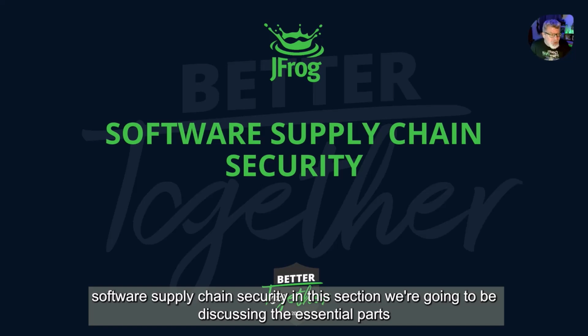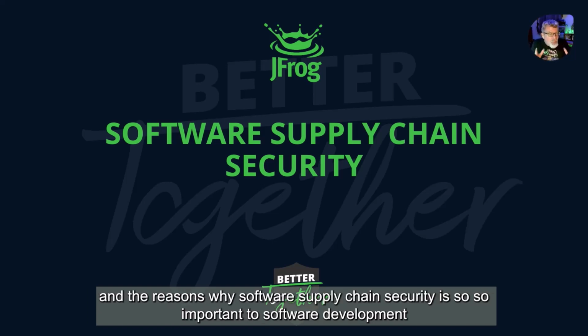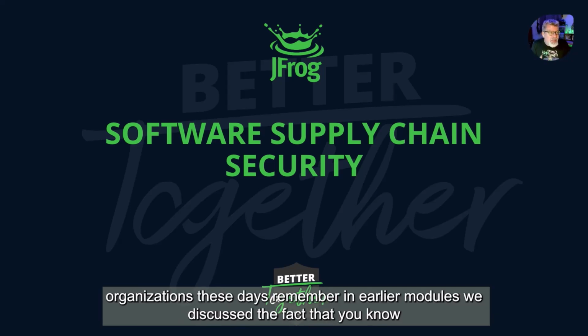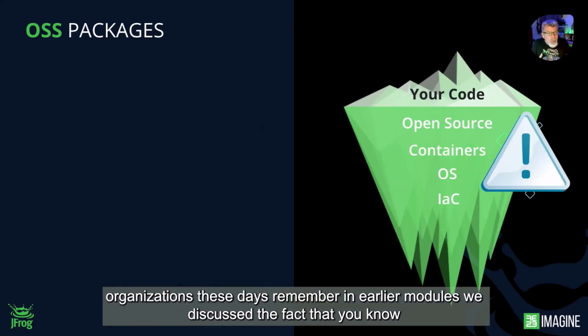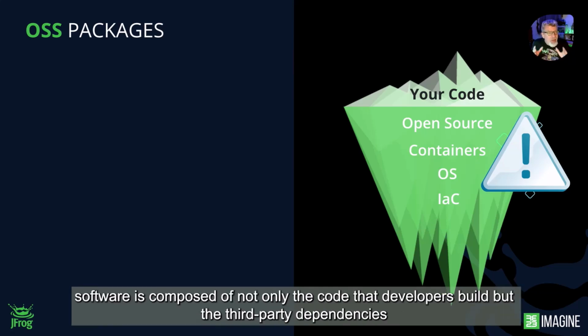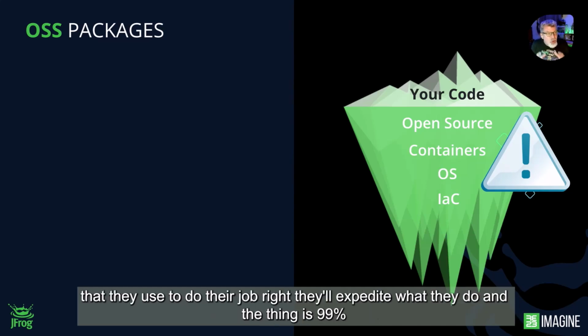Software supply chain security. In this section, we're going to be discussing the essential parts and the reasons why software supply chain security is so important to software development organizations these days. Remember, in earlier modules, we discussed the fact that software is composed of not only the code that developers build, but the third-party dependencies that they use to do their job, right? It'll expedite what they do.